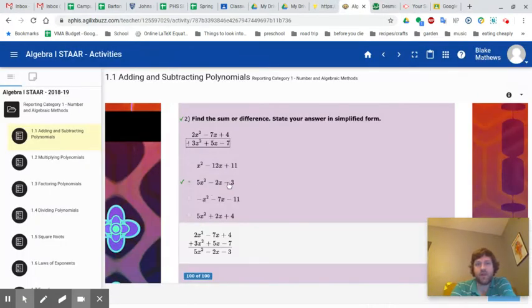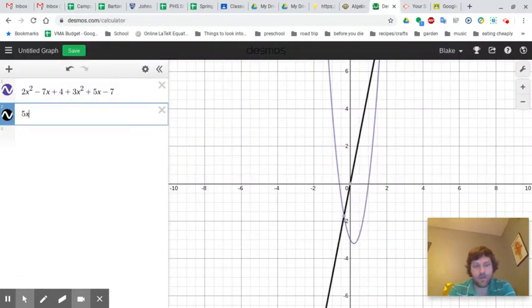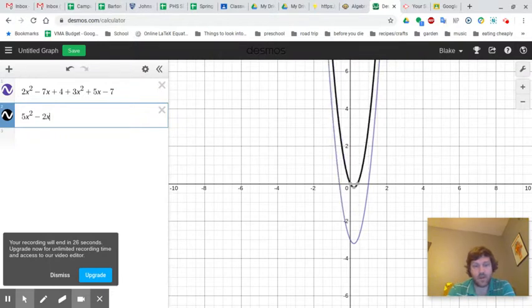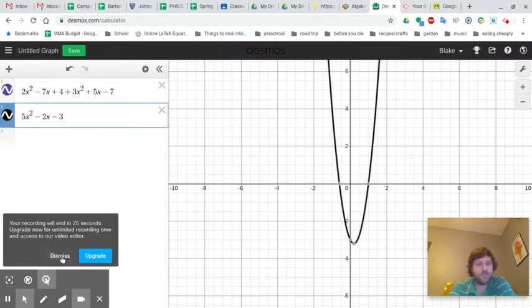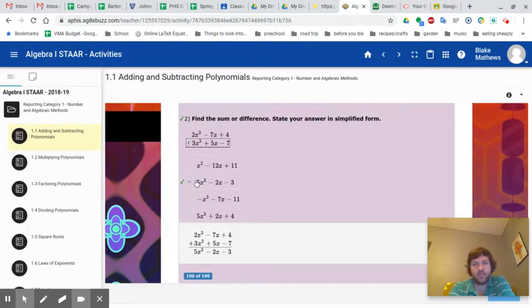So I go to the next one: 5x squared minus 2x minus 3. And we can see purple and black are the same graph. So that would be my answer choice, B.